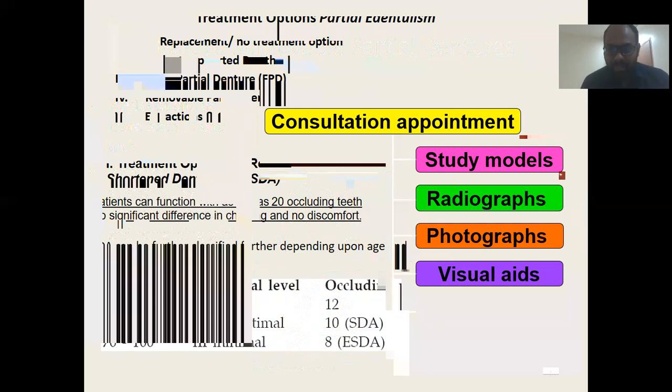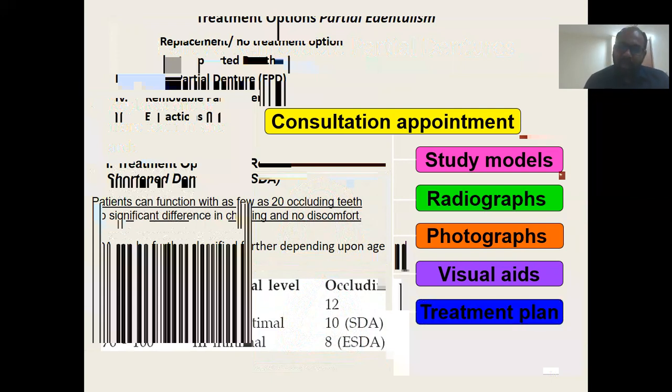This appointment is considered very critical, because it develops trust between the dentist and the patient. The patient can get convinced of the treatment that you offer, and then the patient will cooperate, because most of the treatment options in removable partial dentures involve a larger number of appointments. So it is very important that you win the confidence of the patient, so that the patient will be cooperative until the end of your treatment.